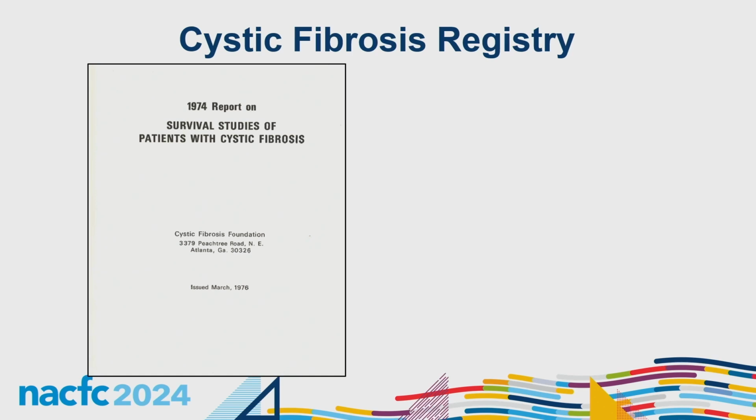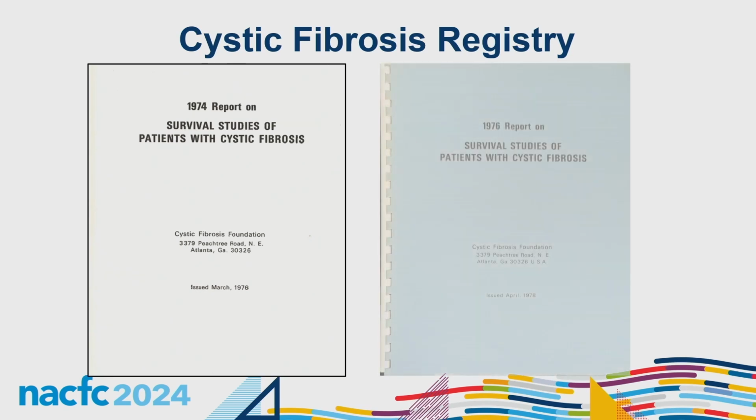And actually, Dr. Warwick came to Canada and spoke to some of the Canadian CF clinics and said, would you like to join the registry? And a lot of the clinics said, yes, that sounds like a great idea. So they would send data from Canada down to the United States. And it was actually a joint registry from the very beginning. I don't know if people realize that. 1976 was the first joint report from the CF Foundation that summarized both Canadian and US data within the registry. So really, harmonization goes all the way back to the 1970s. It's not something new.